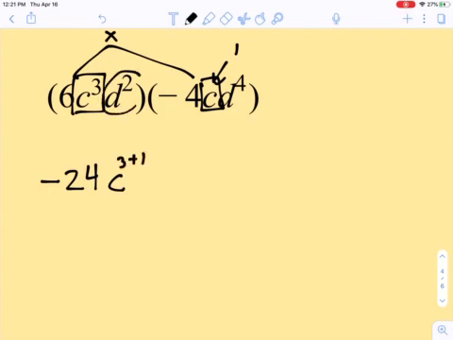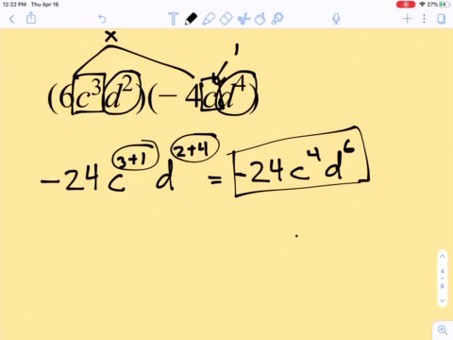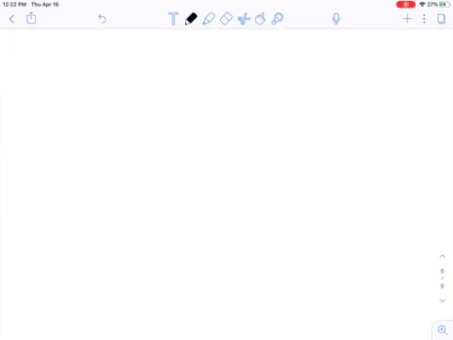And then on this one, I've got d squared here, and I've got d to the 4th here. So that gives me d to the 2 plus 4 power. Again, my laws of exponents with product of powers tell me that if you have the same base and you're multiplying, you add those exponents together. I know I sound like a broken record, but I really want you to understand that. So negative 24 c, we're going to simplify that: 3 plus 1 is 4. And then d, we're going to simplify 2 plus 4 and make it 6. And you have a simplified, neat expression. I hope this is starting to make some sense for you. Okay, thank you for watching.